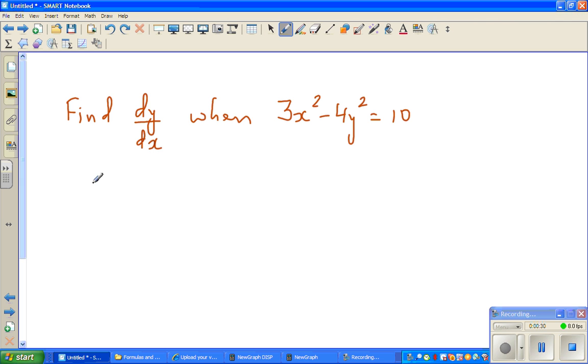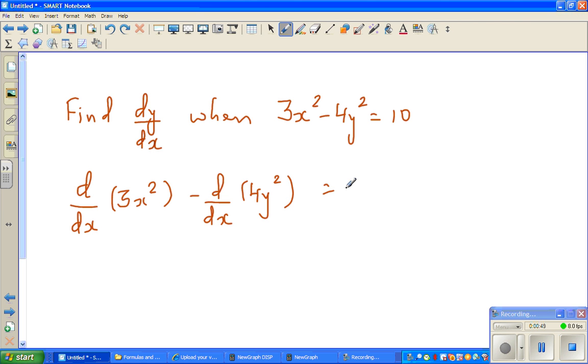So here, we use the derivative operator on each term. We say d by dx of 3x squared minus d by dx of 4y squared is equal to d by dx of 10. So d by dx of 3x squared is, drop the power down and decrease the power by 1, so that is 6x. Minus, now here you have to use implicit differentiation. So differentiate this as if you are differentiating x squared.